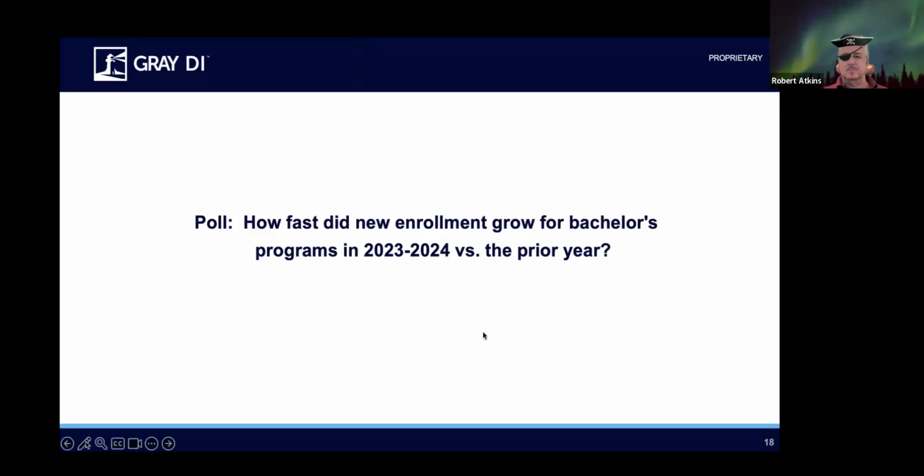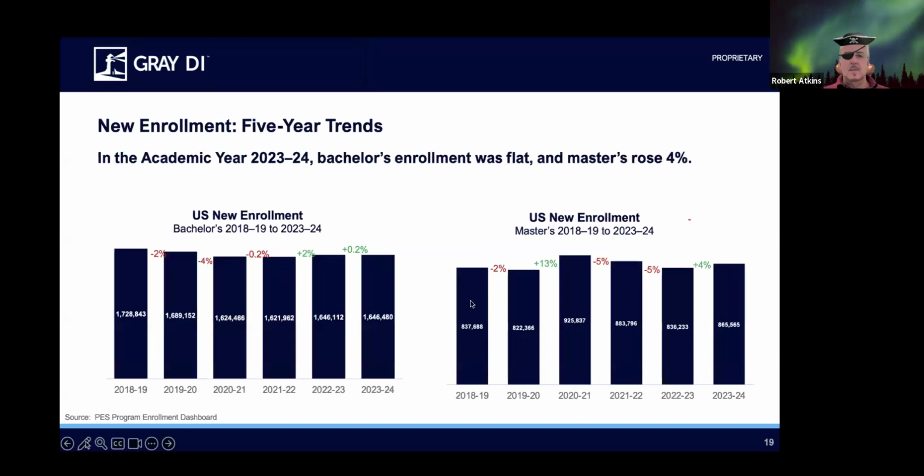So what did happen? New bachelor's enrollment in 2023 rose 0.2%. So for those of you who guessed between 0 and 2%, you hit this one on the head. For those of you who are more optimistic, you were right, just about the wrong degree level. U.S. new enrollment in master's programs was up 4% in 23-24.